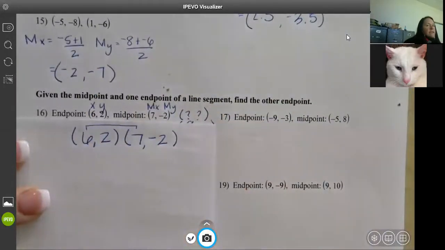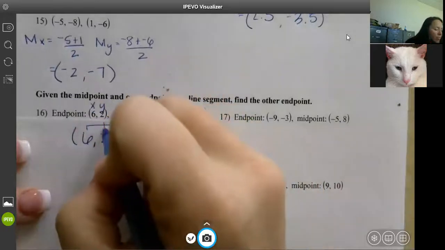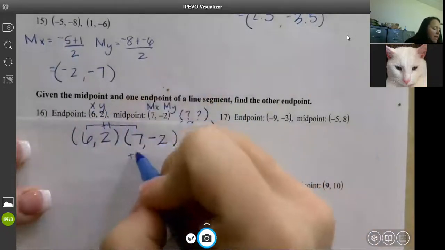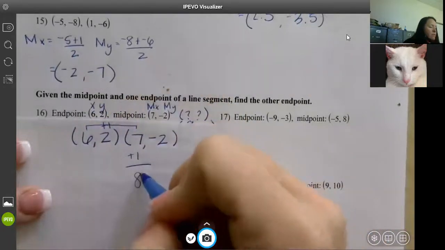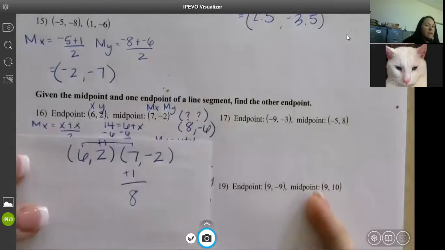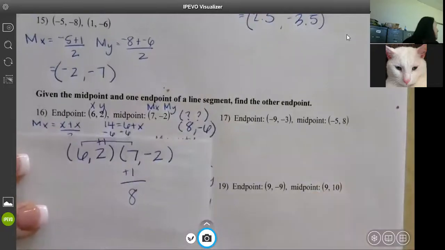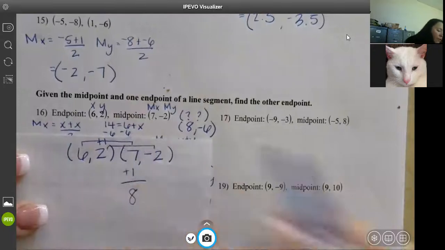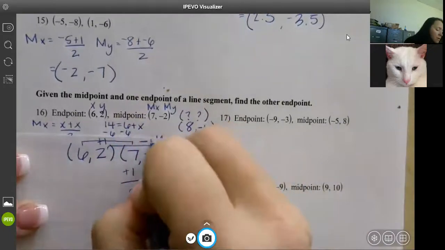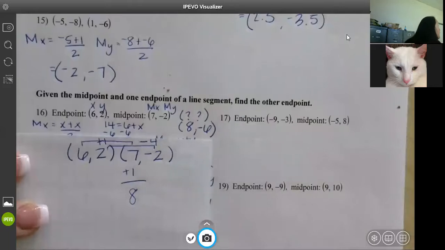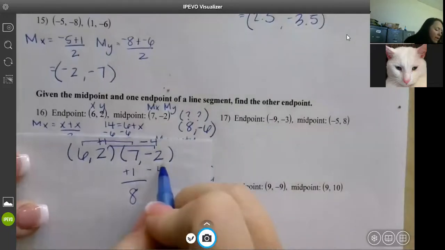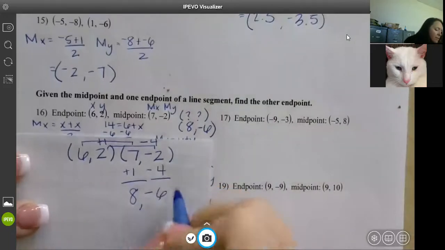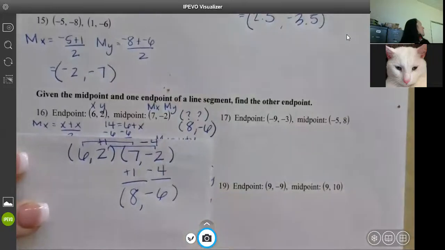How far is it from 6 to 7? And we went up 1, right? So I'm gonna add 1 to my midpoint. That gives me 8. What was our x coordinate that we got? That's pretty easy, right? How do I get from 2 to -2? I go down, so that's a minus 4. How many units was it away? 4. So I go down 4 and I get -6. I don't have to do all that work.